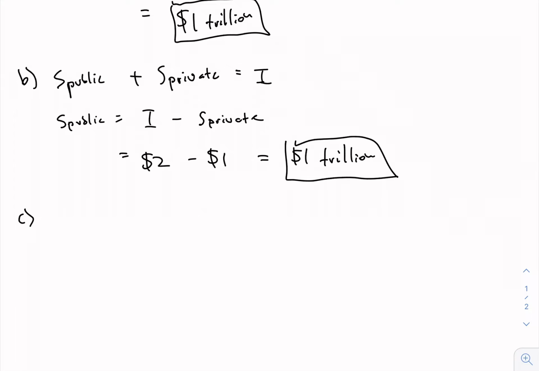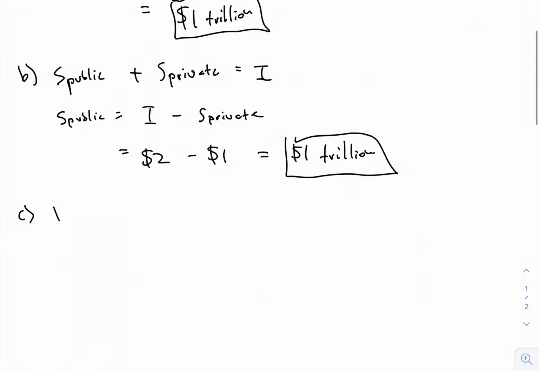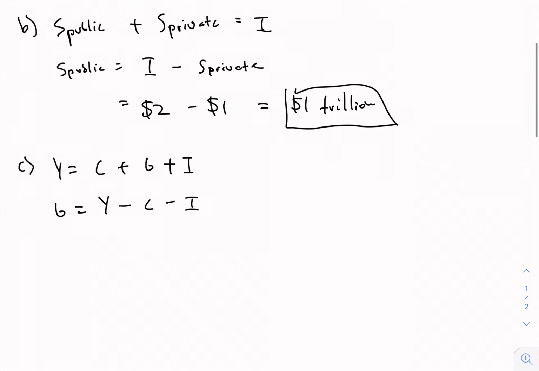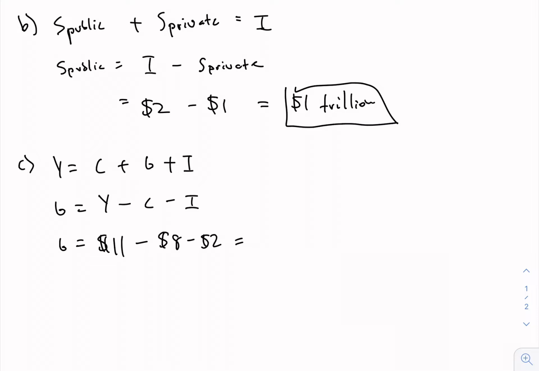Part C asks us for government purchases. So government purchases is one component of GDP, and we know that GDP is equal to the sum of consumer spending, government expenditures, and investment spending. And we can rewrite that equation as such. We know the three variables on the right side, so then we can just plug this in. And we can then calculate how much money the government spends, which turns out to also be $1 trillion.